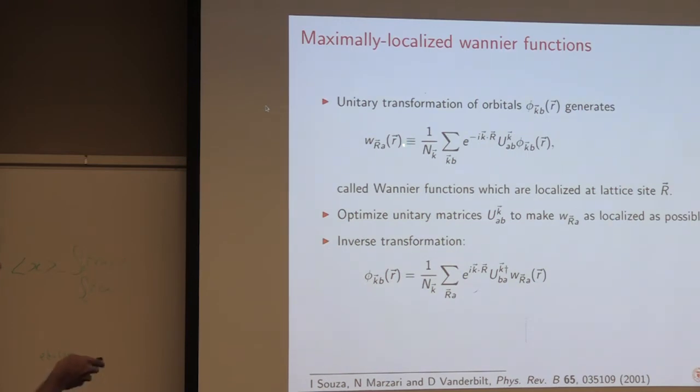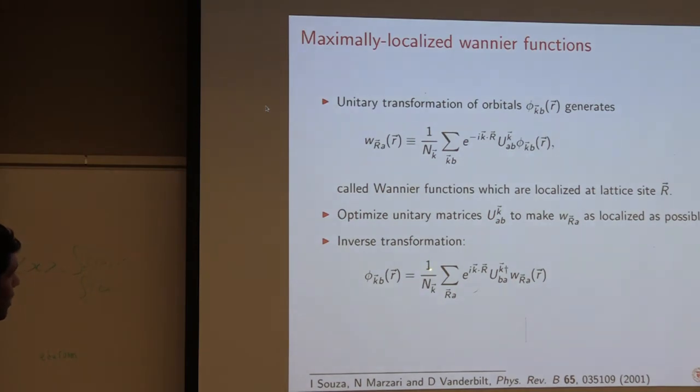And with this unitary transformation, you can very easily show that the inverse transformation takes roughly the same form. You just change the sign of the Fourier transform and you take a Hermitian conjugate of that matrix. I think there should not be a 1 over nk here, so that's a typo.